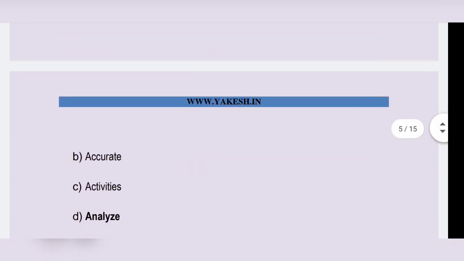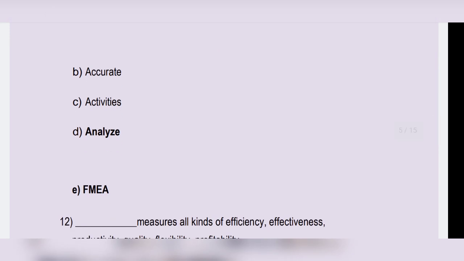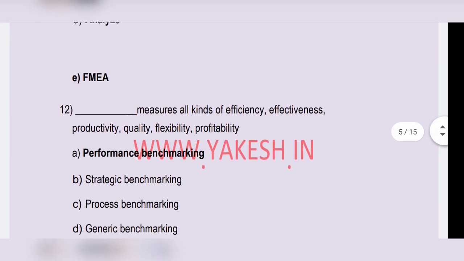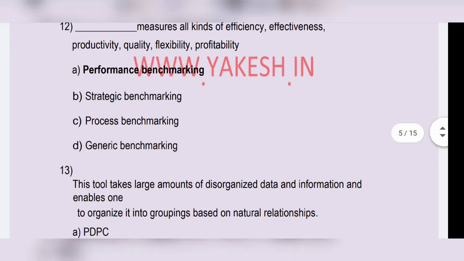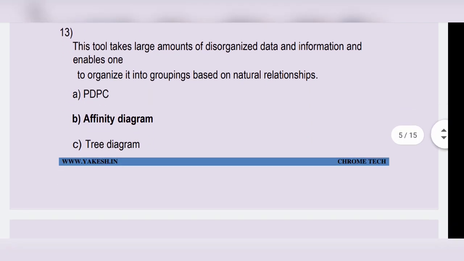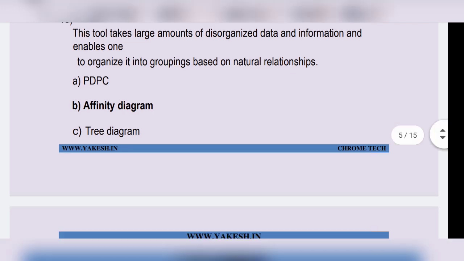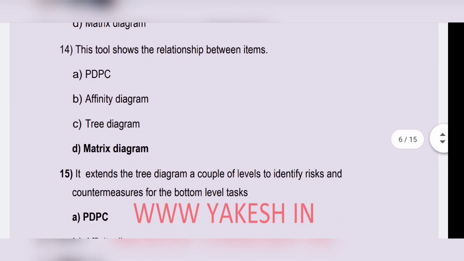DMAIC stands for. Dash measures all kinds of efficiency, effectiveness, productivity, quality, flexibility, profitability. Option A, performance benchmarking. This tool takes a large amount of disorganized data and information and enables one. Option B, affinity diagram. This tool shows the relationship between the items. Option D, matrix diagram.